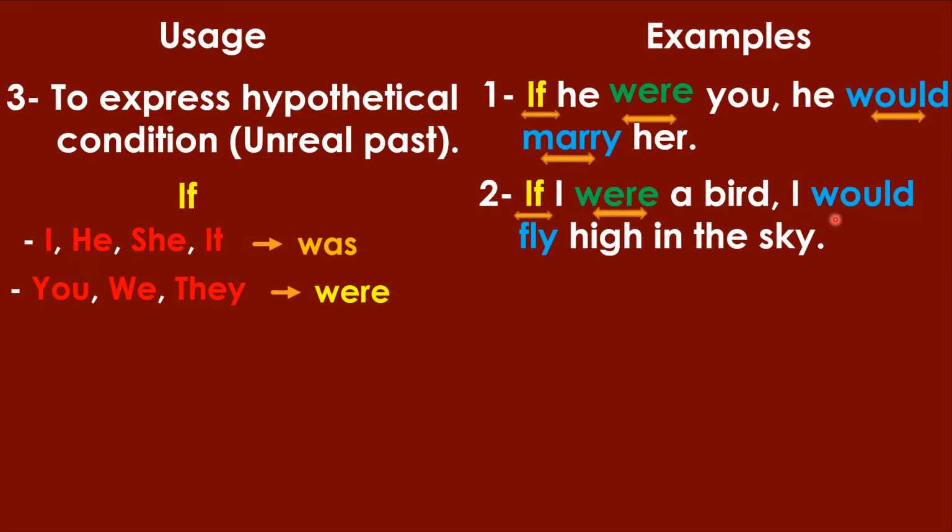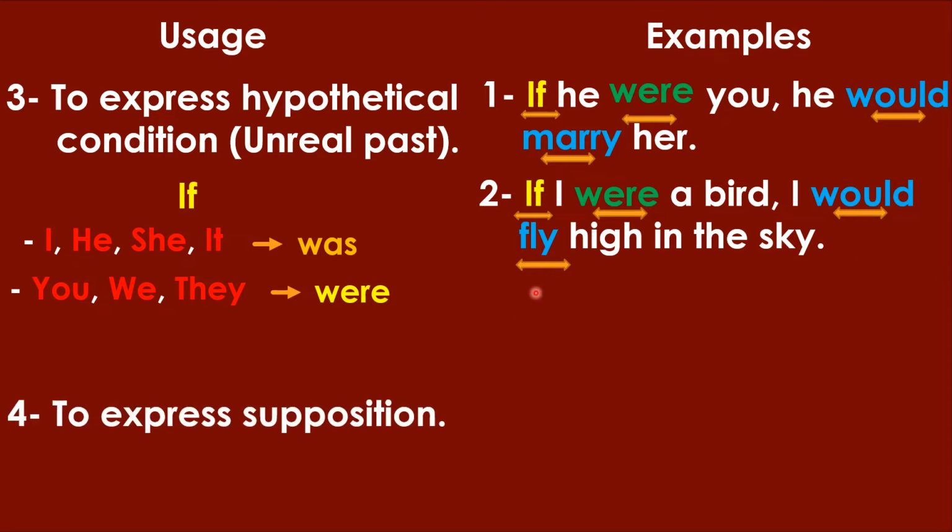Okay? I would fly high in the sky. This is the main clause. We have here would and the infinitive. In the main clause of the second conditional, such as "he would marry her" or "I would fly high in the sky", we use would plus the infinitive without to. In the main clause, the second sentence, we use would plus form 1. Okay.